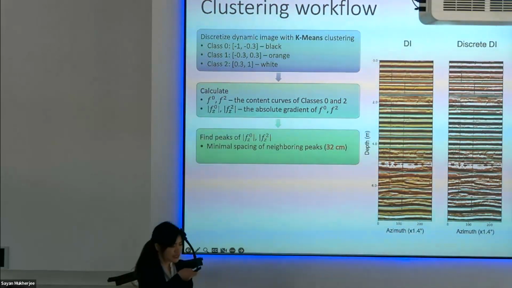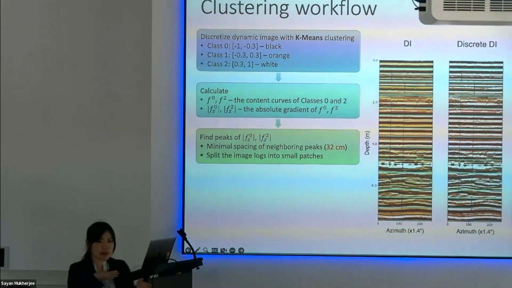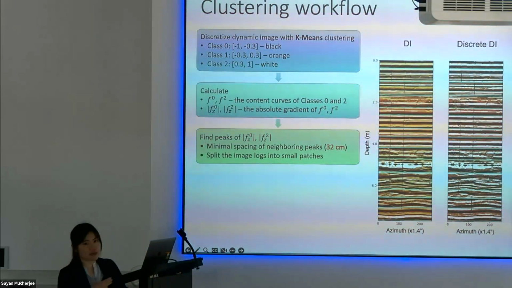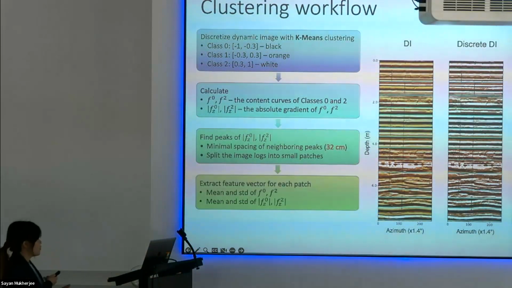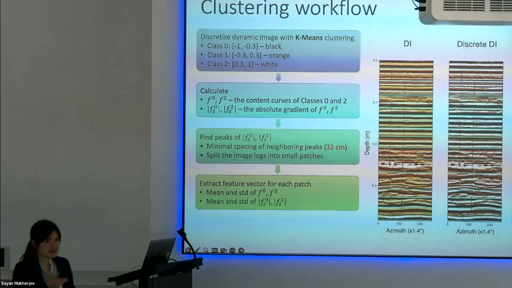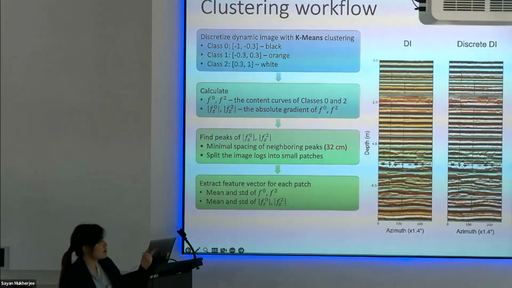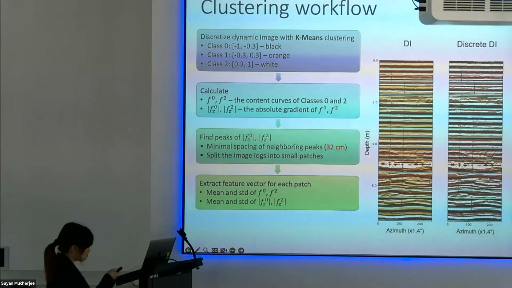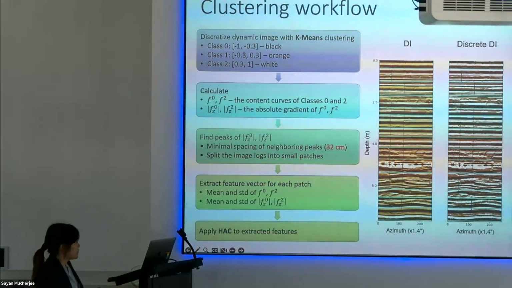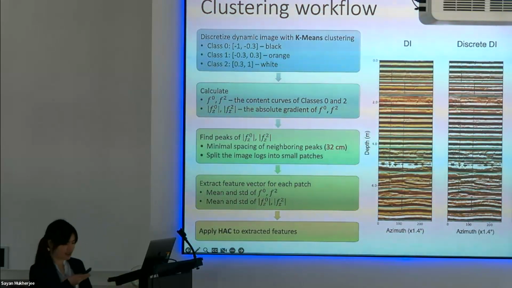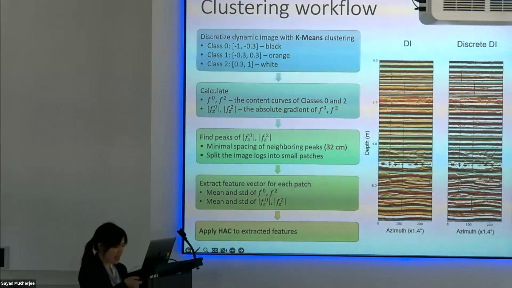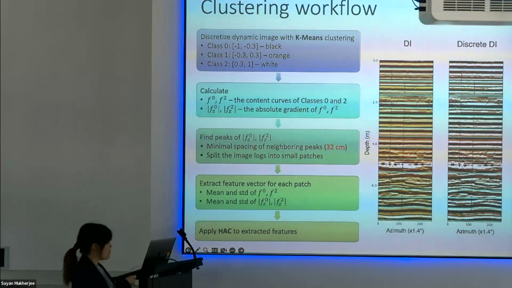With those boundaries, we can split the image logs into small patches, and we believe the visual patterns within each patch are uniform and consistent. The next step is to extract feature vectors for each patch. The feature vector is the means and standard deviations of the content curves and the absolute gradient curves for each patch. And the last step is to apply the hierarchical agglomerative clustering algorithm to the extracted features to get the clusters. We apply this workflow to the Delaware data, and we get 8 clusters out of it.